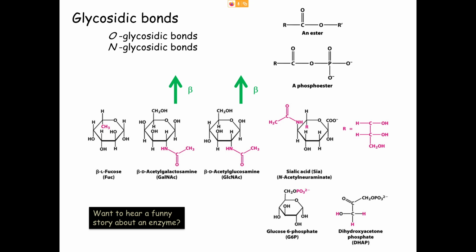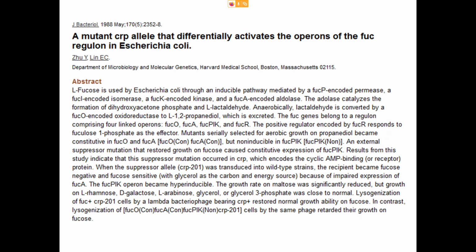So back in 1988, a group at Harvard published a paper, and they were working on the sugar on the far left of your screen, and they were working on the enzyme that puts phosphates on that sugar. And you can imagine the abbreviation they would use following those rules. They worked on the sugar fucose, and the enzyme that puts the phosphate on it, fucose kinase, and they published this paper.